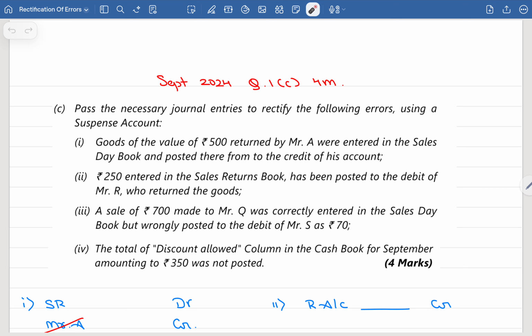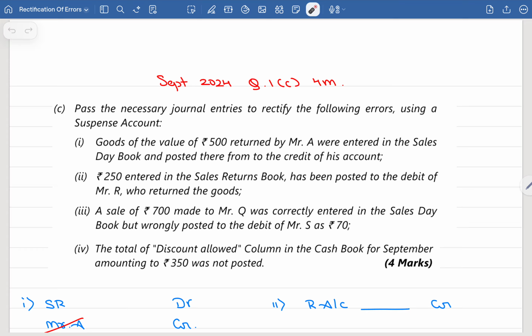Let us start with the rectification of errors. Question number 1C of September 2024, which was asked for only 4 marks. So only 4 entries are there. Easy question. So let us see it one by one. Pass the necessary journal entries to rectify the following errors using a suspense account. Already they have directly given that you can use the suspense account. That means they have already prepared the trial balance.